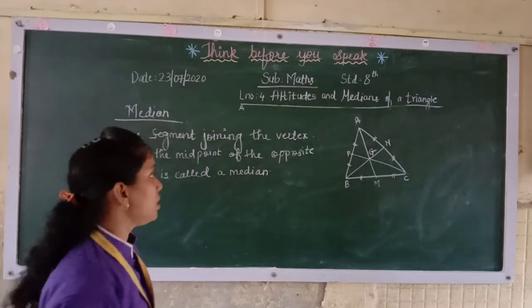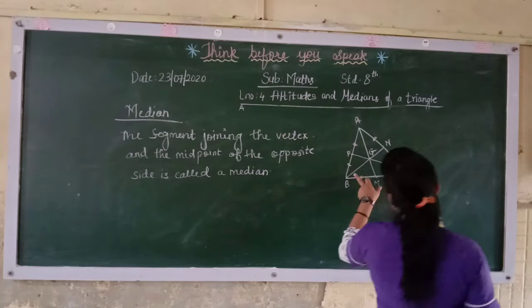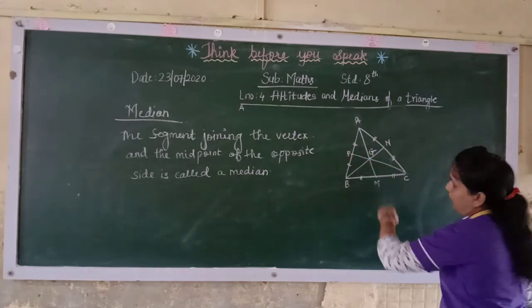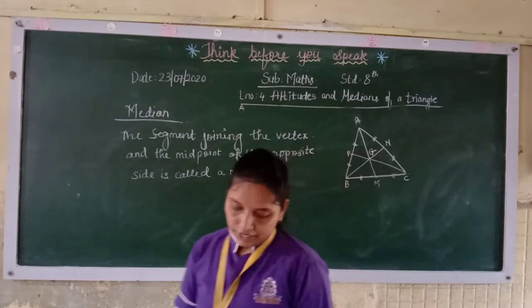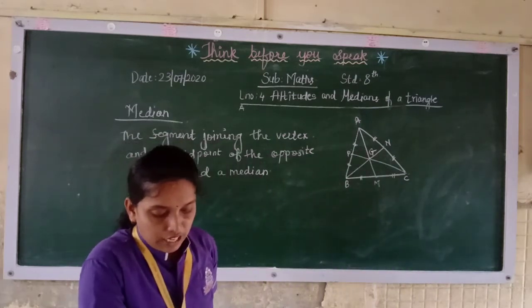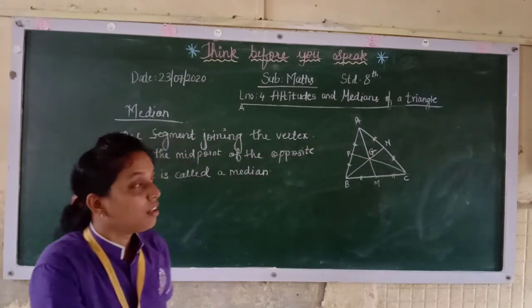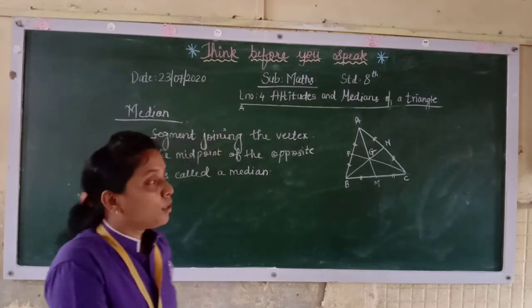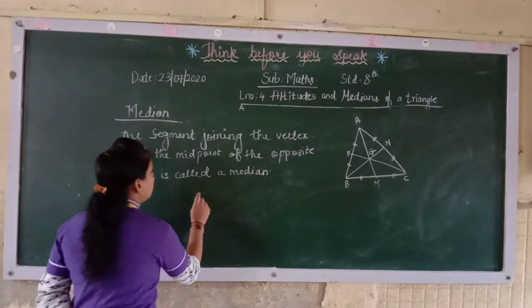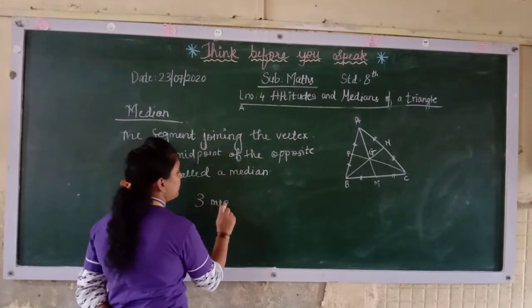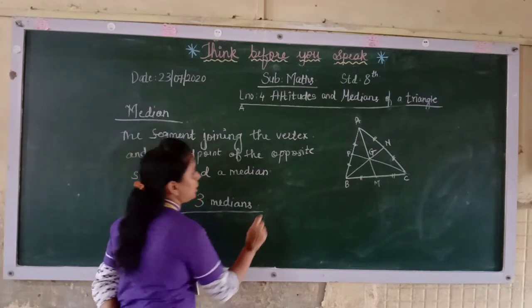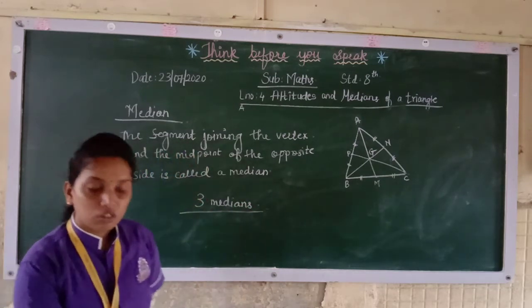Now here if you see, what are the medians over here? See, segment BN, CP, AN. These are the medians. Now how many medians will you have? As it is having 3 vertices, you will have 3 medians. So remember, a triangle will have 3 medians. Altitudes also 3. Medians also 3.